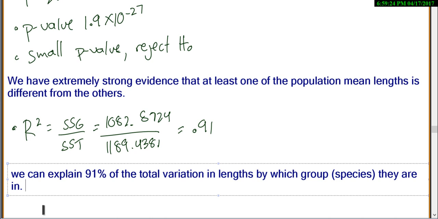That is a really big R squared value. That one's really nice. That's saying most of the differences in their lengths is based on which species they're in. Which is pretty cool, because that means if you know the length, you could probably even go backwards and guess the species, things like that. So that means the species really affect the length of the flower.